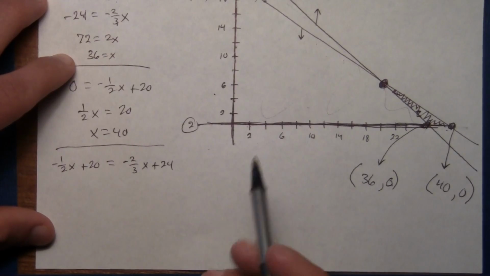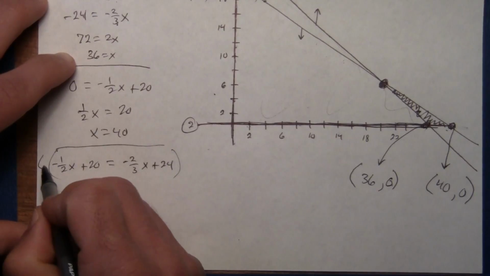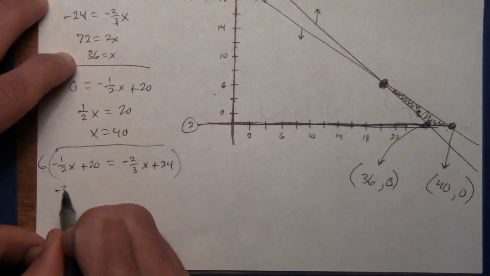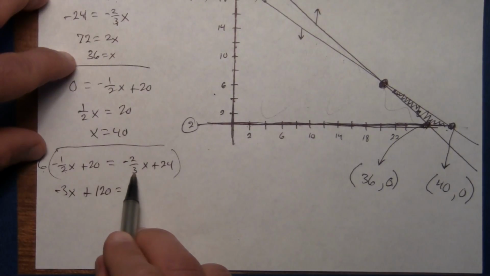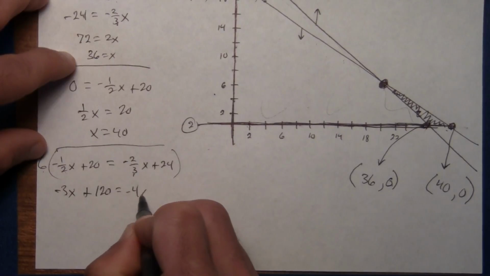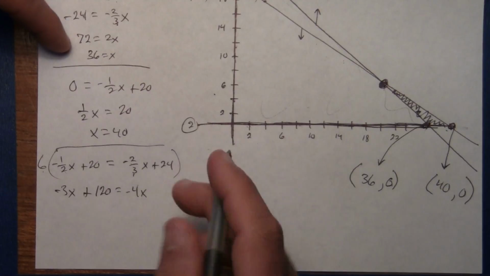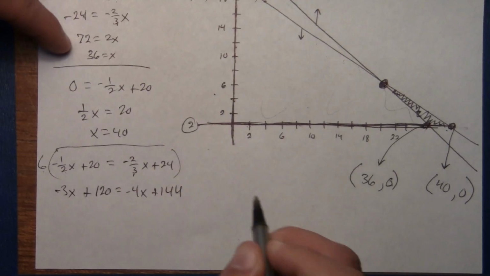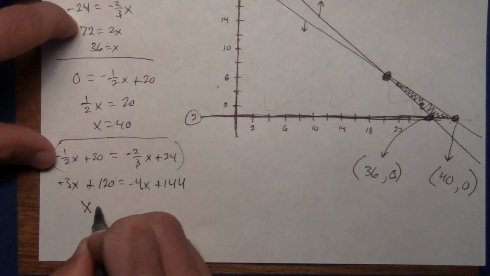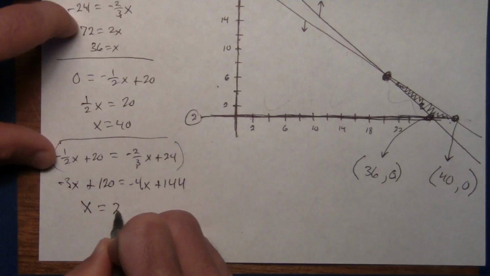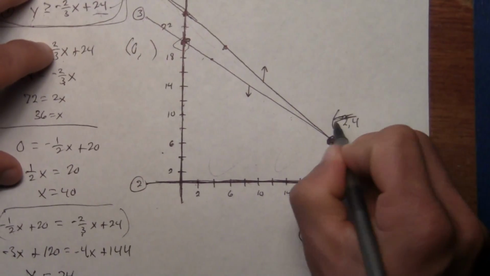If you prefer to get rid of the fractions because you don't like working with fractions, go ahead and multiply everything by 6. I think I'm going to do that to make everything a little easier. That's going to give me negative 3x plus 120 is equal to, 6 divided by 3 is going to give me 2, so negative 4x. And then 6 times 24, if you need to multiply it out, you're always welcome to do that. Otherwise, if you can do it in your head, that's wonderful. You get 144. And now if I add 4x to the left side, that gives me 1x. Subtract 120 will give me 24. I now know the x value here is 24.